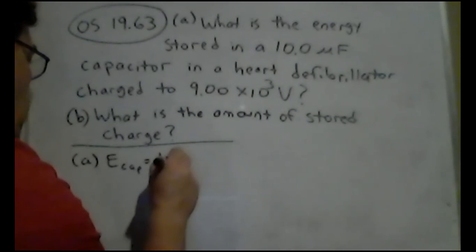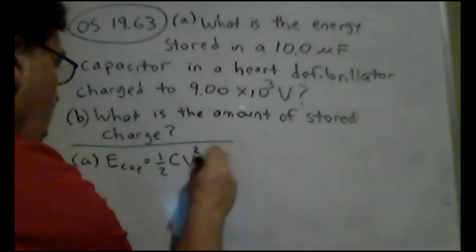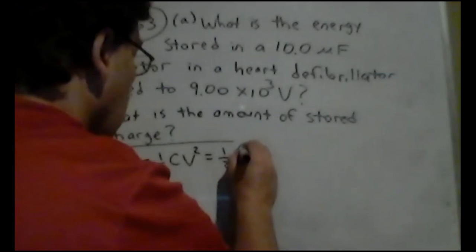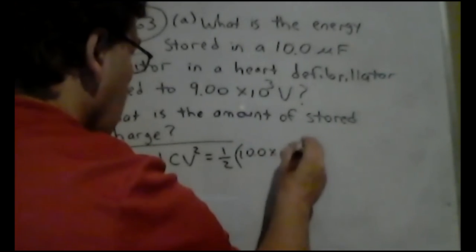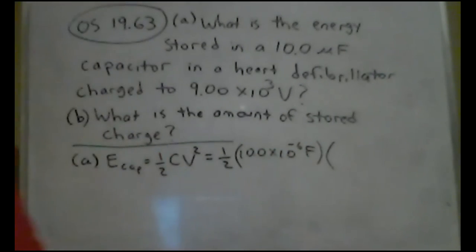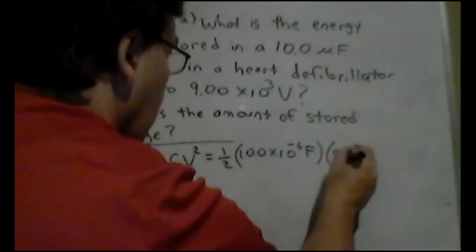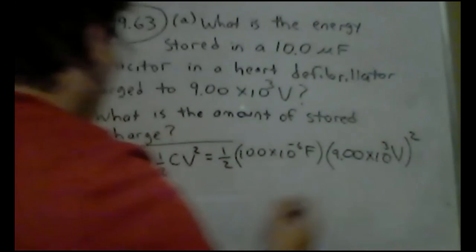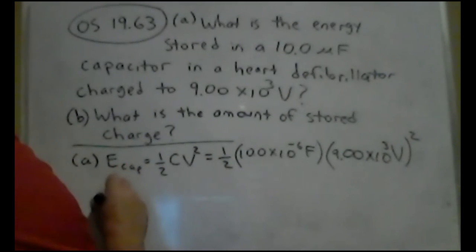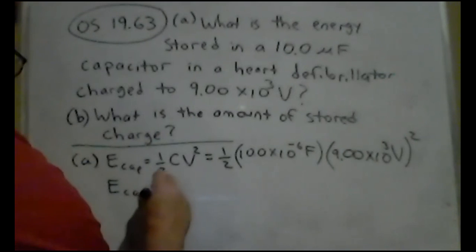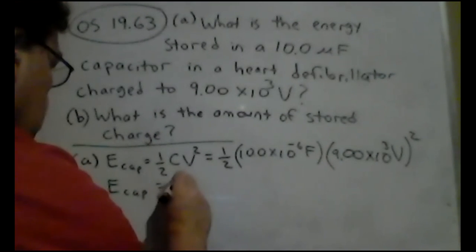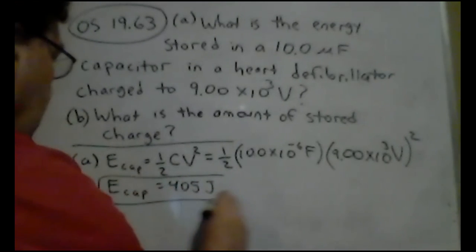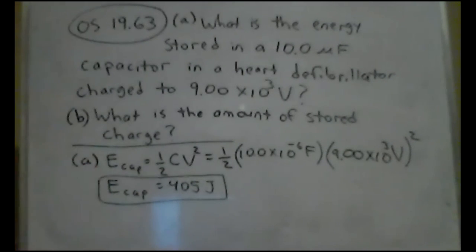So E cap is 1/2 CV squared, or 1/2. The capacitance is 10 microfarads. And then V squared, well, 9.00 times 10 to the third volts squared. If I do all this in SI units, I should get joules. E cap, when I do this, it's going to be 405 joules. That's how much energy is stored in a 10 microfarad capacitor when there's 9,000 volts across it.